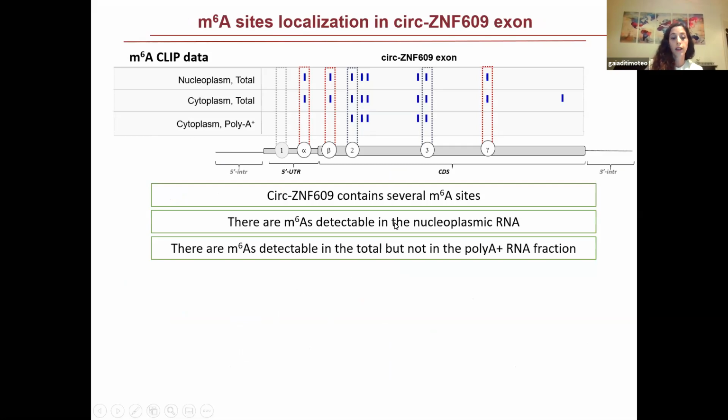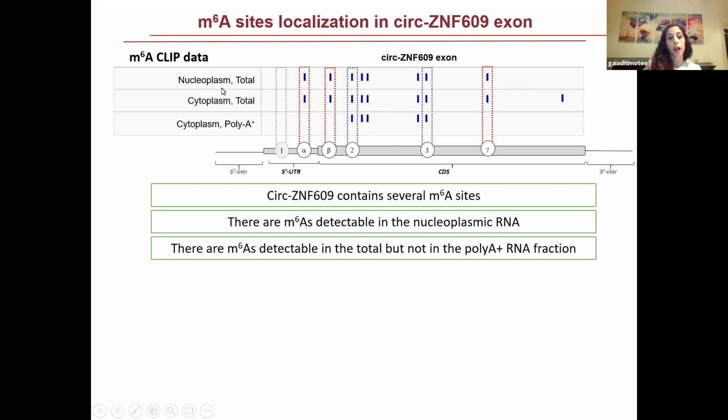We wanted, again, to focus on circRNA F609 to validate our results. And so we analyzed m6A CLIP data in order to precisely localize the m6A on circRNA F609. This is the exon of circRNA F609, and every blue dash indicates an m6A. From this data, we got several pieces of information. First of all, there are many m6A on exon 2 of F609, so the exon undergoing circularization.